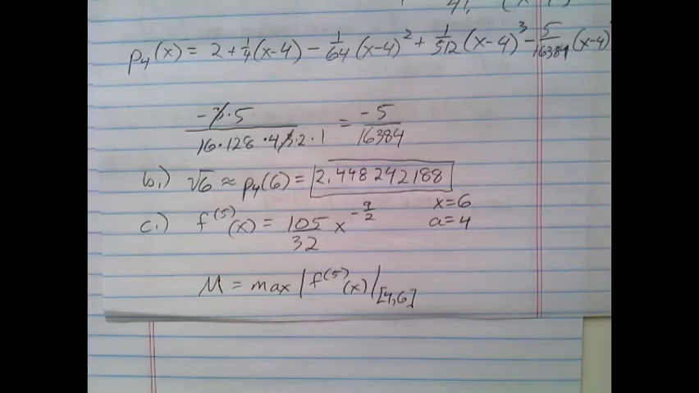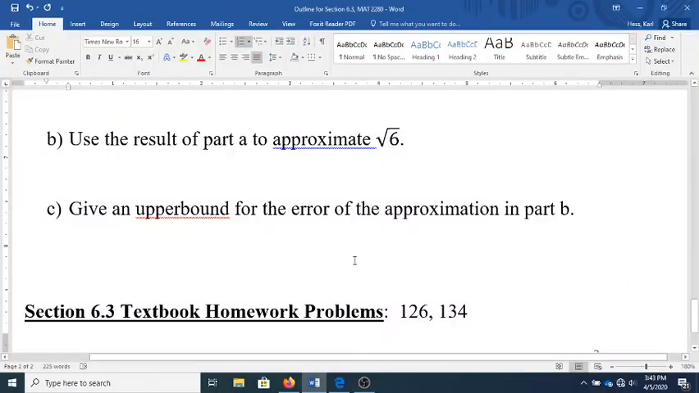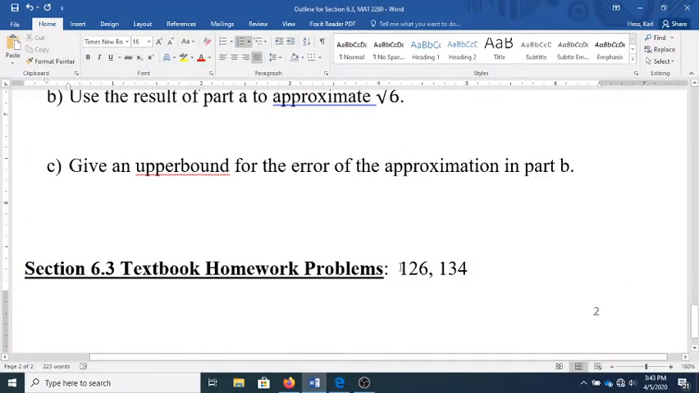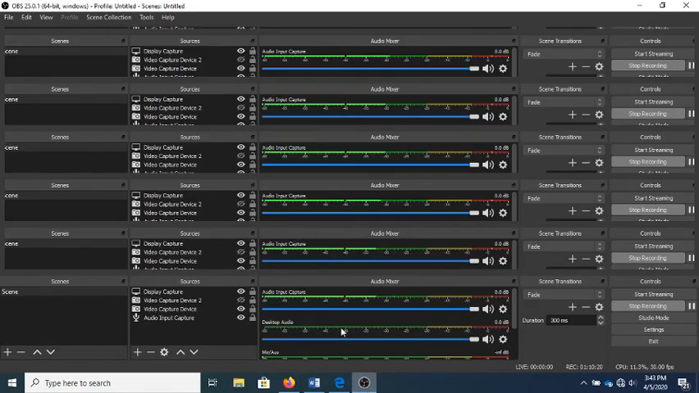All right. Well, that's everything I wanted to go over for section 6.3. So here are the textbook homework problems, 126 and 134. Let me know if you have any questions about those or about the problems in My Open Math.